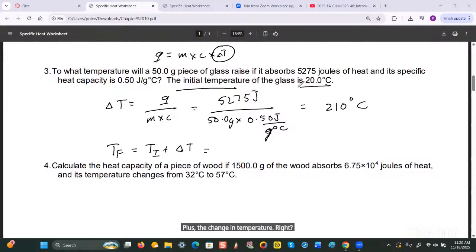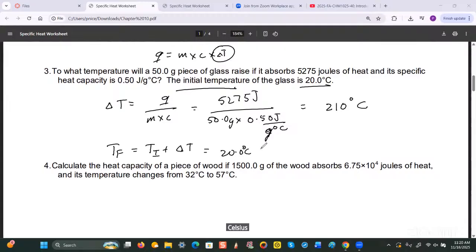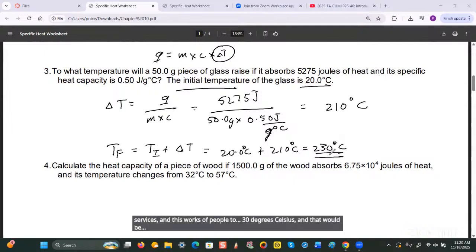So the initial temperature is 20 degrees Celsius. And I'm going to add to that 210 degrees Celsius. And this works out to be equal to 230 degrees Celsius. And that would be the final answer, all right?